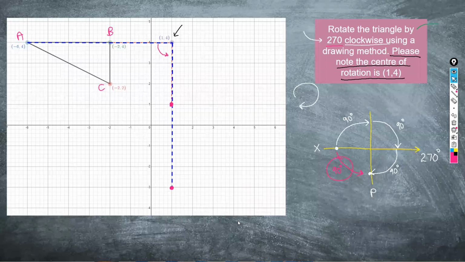And of course, we have to do the same thing for point C. Connect C, that's the green line, to the center of rotation. Now we have to make a 90 degrees, right? And that's our 90 degrees here. And both green lines are the same exact length.